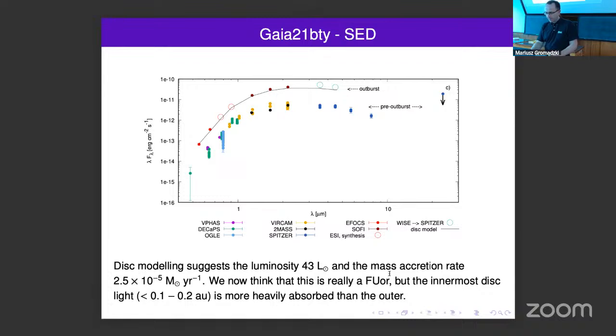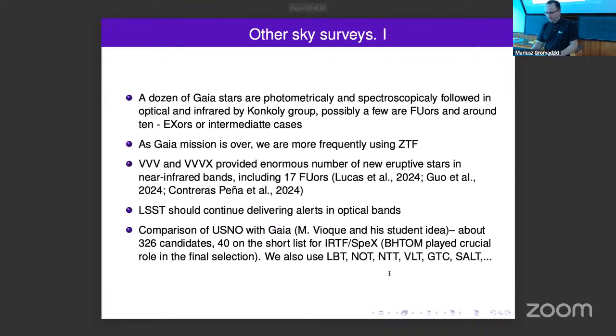Yes, this was finding targets. We were using many deep surveys. Actually, now we still analyze. Our colleague group is still analyzing a few cases. A few are probably FU Ori-type stars. Around 10 more objects are probably new EXors or EXors-type objects or intermediate cases.